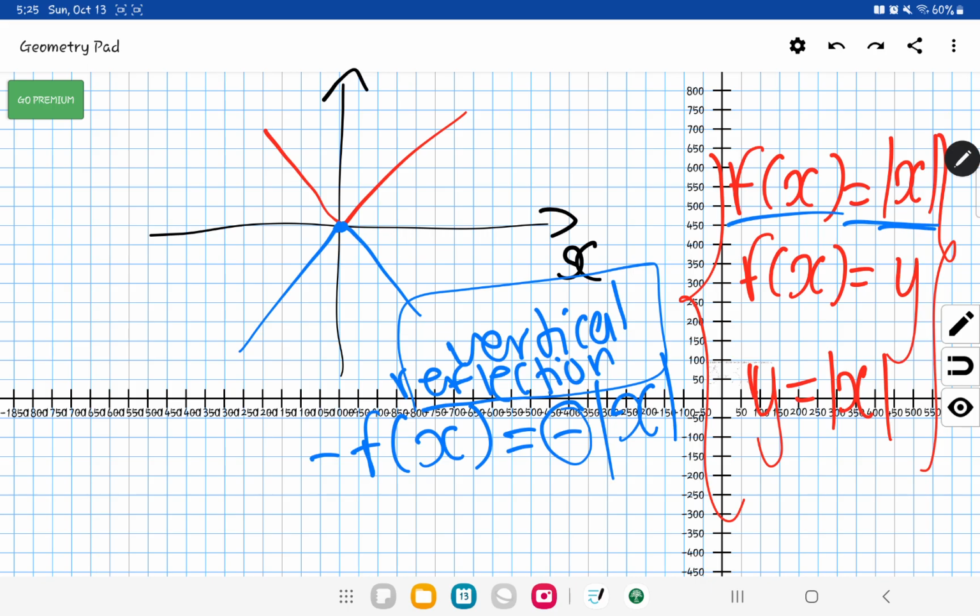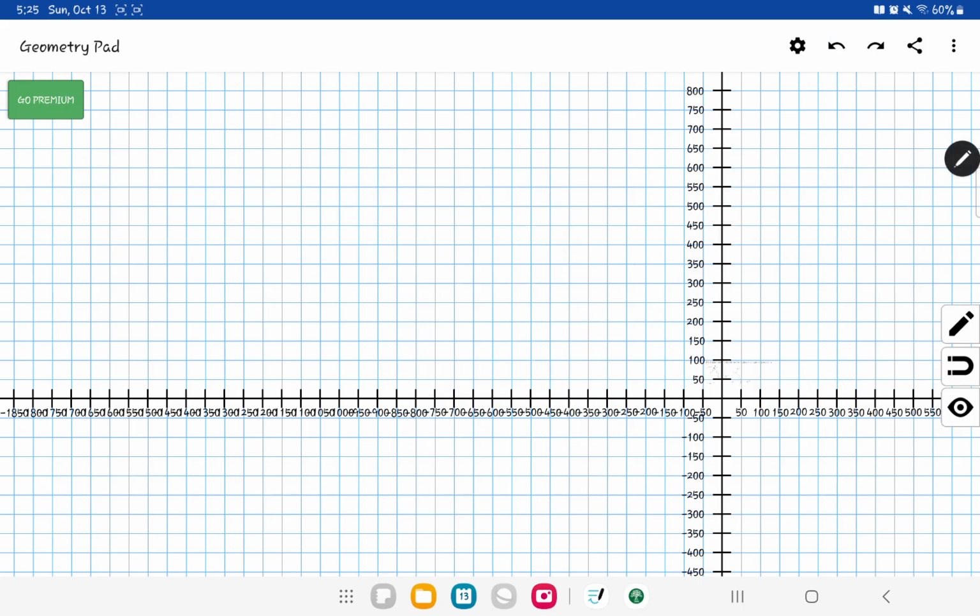Now we only do a vertical reflection if we multiply it by negative. We multiply the whole entire function. So if it was, for example, 4x, you multiply minus by 4x, you will get a vertical reflection.